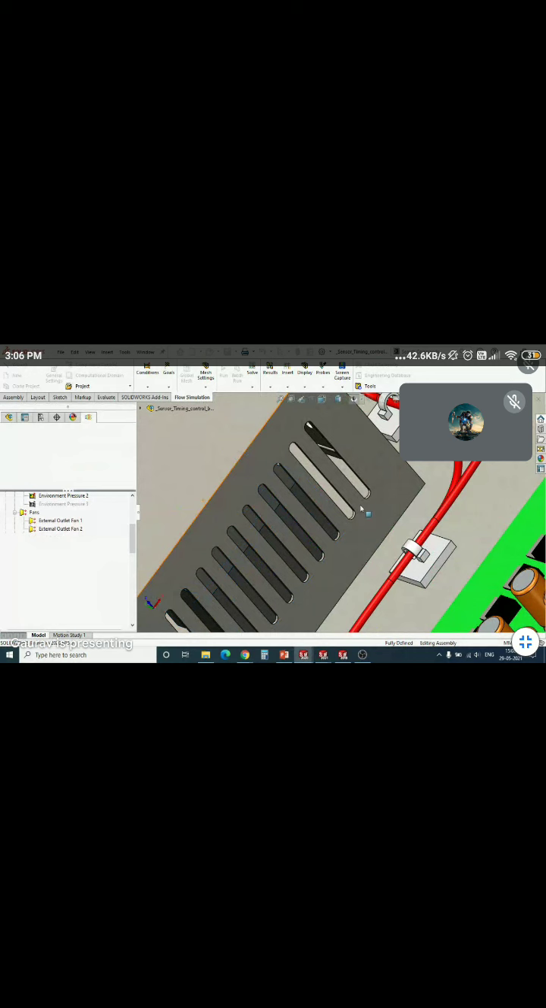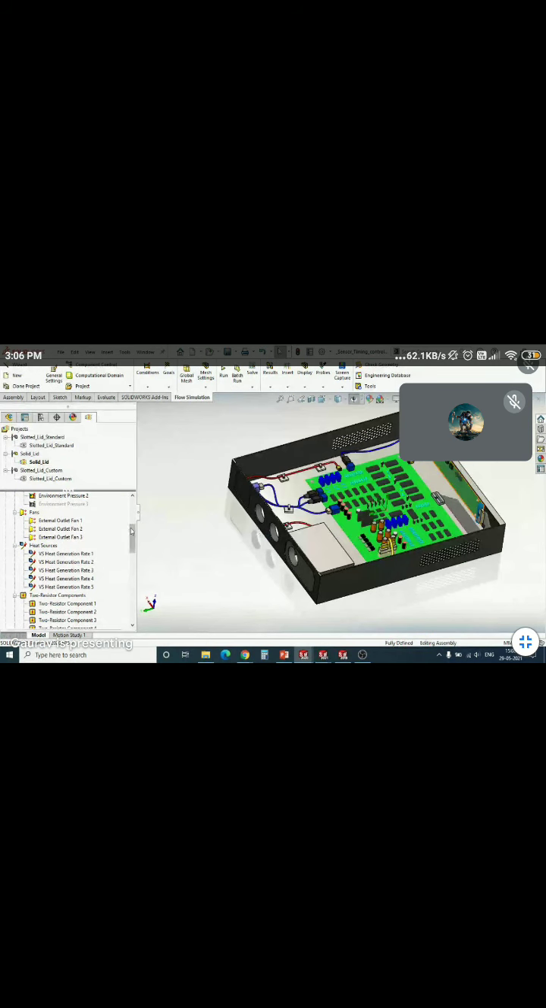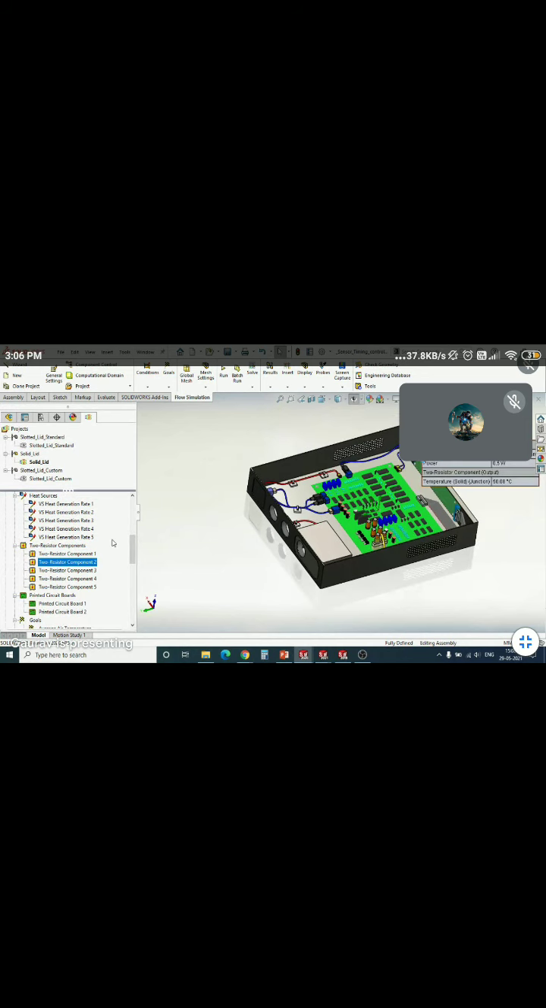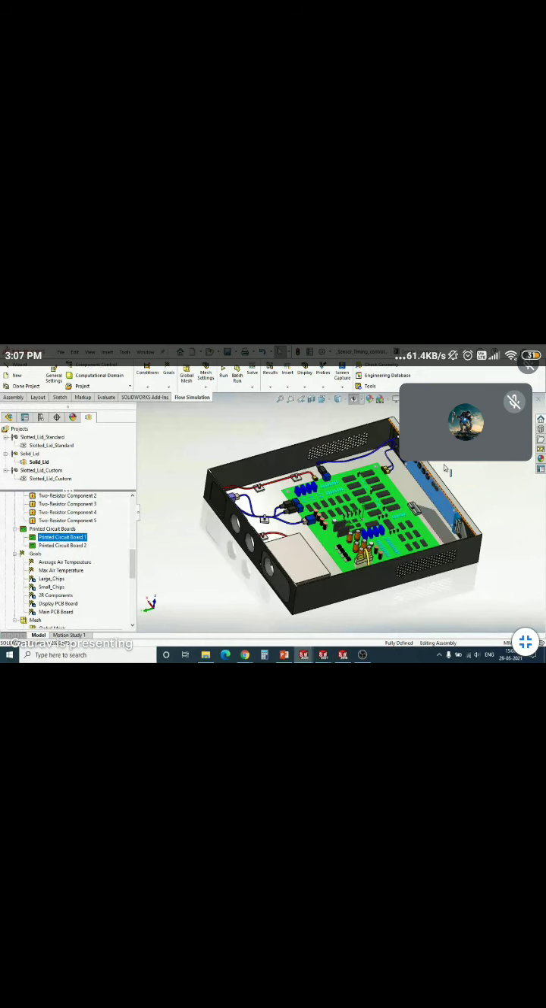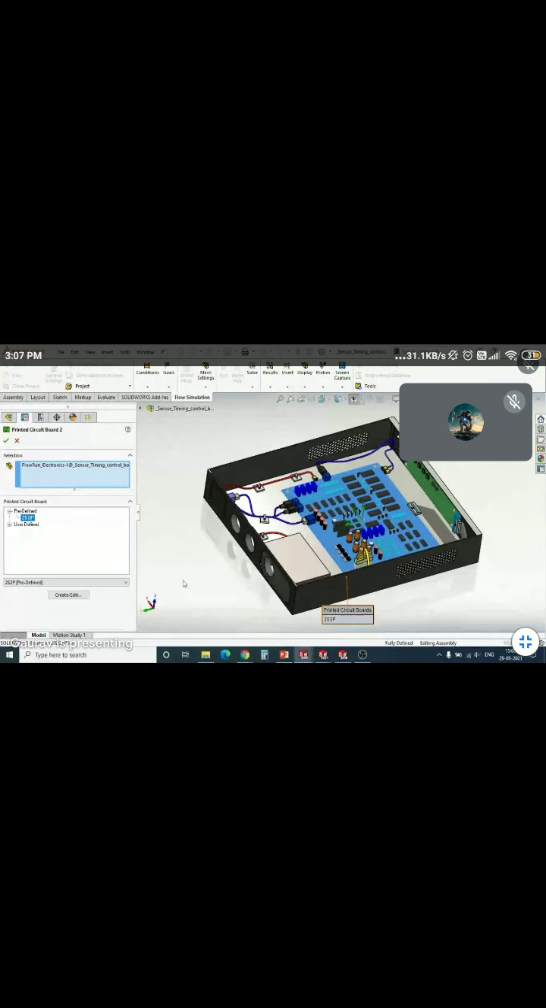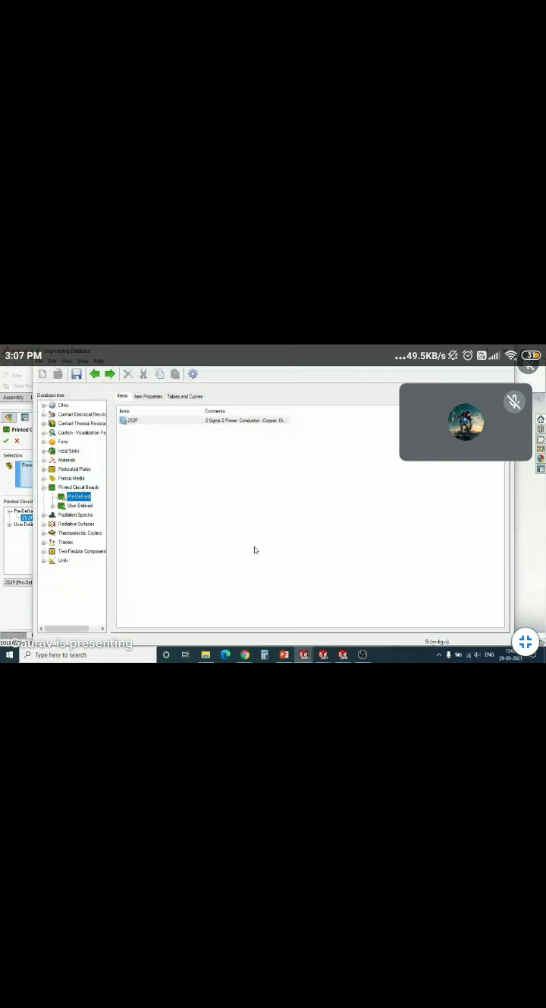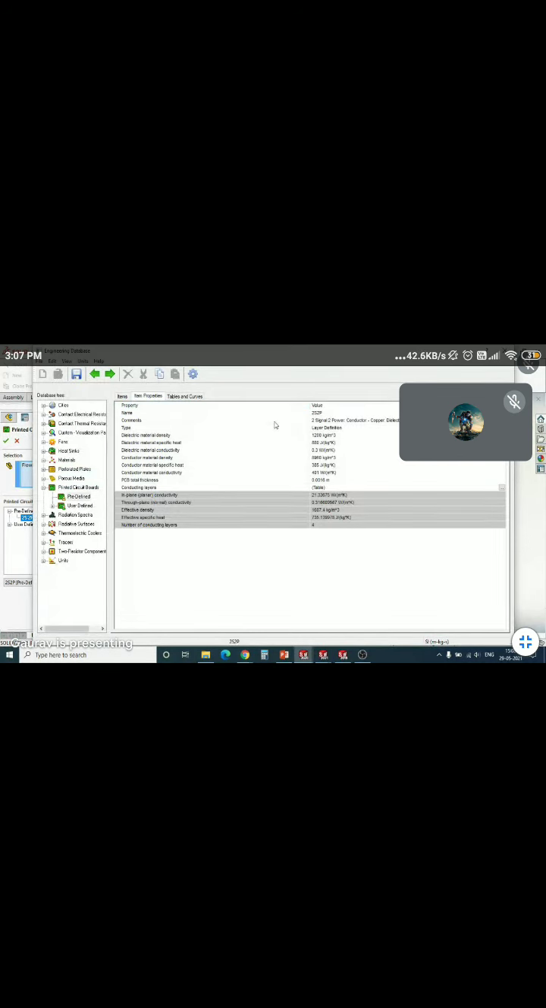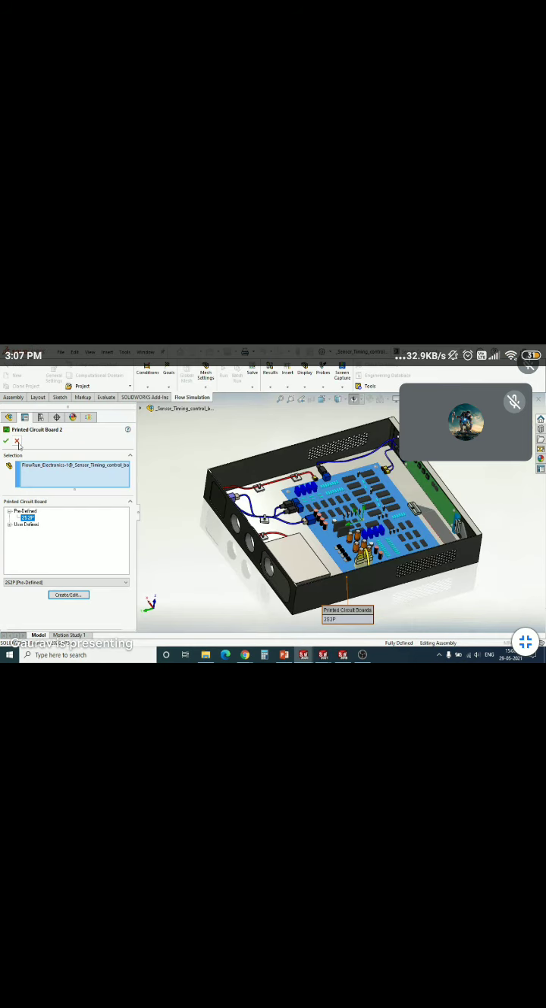There are heat taking elements and heat dissipating elements. You can also apply two resistor components, correct? In the electronics industry, two resistor components are used everywhere. Even PCBs are created over here. So there are these two PCBs that I have created. What is the thickness, how many layers, everything can be mapped here. How many conducting layers, what is the effective specific heat, specific density, everything can be mapped up here for that PCB.